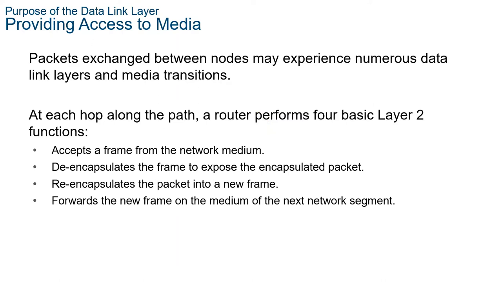So router interfaces encapsulate the packet into an appropriate frame, and a suitable media access control method is used to access each link. In any given exchange of network layer packets, there may be numerous data link layers and media transitions. At each hop along the path, a router performs the following layer 2 functions. First, it accepts a frame from the network medium. Then, it de-encapsulates the frame to expose the encapsulated packet. Third, it re-encapsulates the packet into a new frame. And last, it forwards the new frame appropriate to the medium of that segment of the physical network. So the router is capable of encapsulating and de-encapsulating, same with the data link layer.